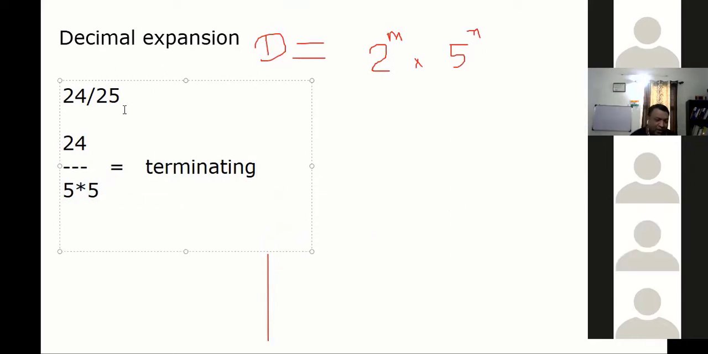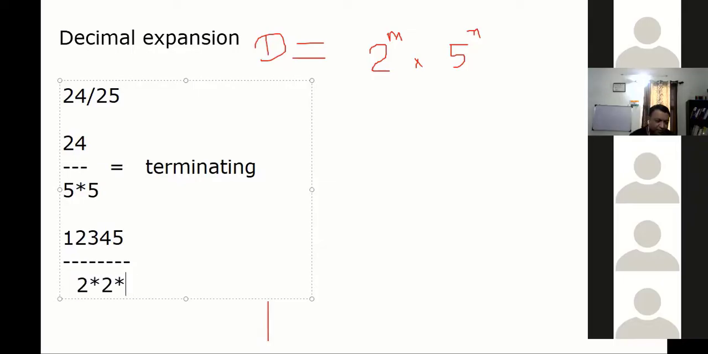Similarly, suppose I say some random number, 1, 2, 3, 4, something, divided by 8. 8 के फैक्टर्स बनाओ. कैसे बनाओगे? 8 मतलब 2 times 2 times 2. 2 आ रहा है. Means it will always be terminating. अगर the denominator is of the form 2 to the power m, 5 to the power n, then it will be terminating. Is it clear?